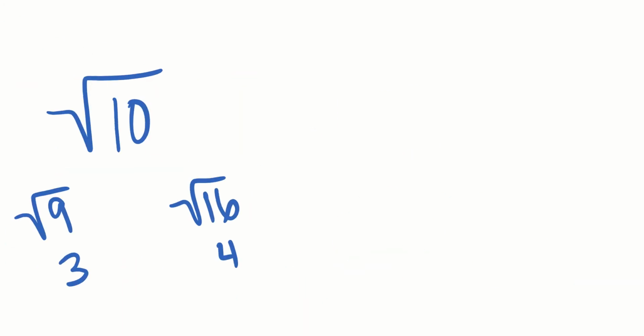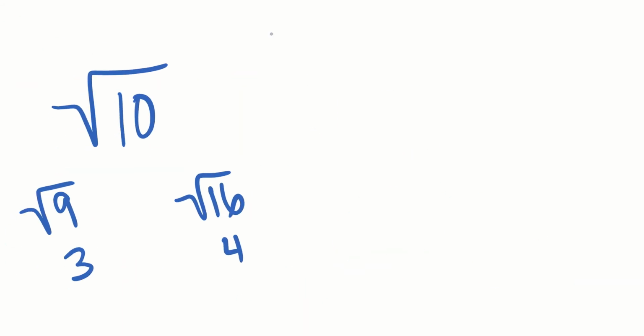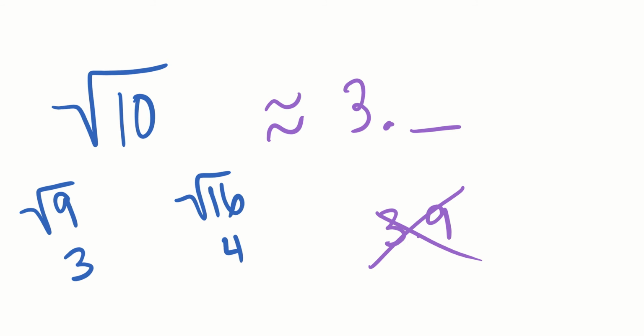So that means my answer is going to be approximately 3 point something. If I'm approximating to the nearest tenth, I want to use my critical thinking to figure out what to round to. If I round it to 3.9, I'm saying 10 is really close to 16. That's not the case. If I say 3.5, I'm saying 10 is right in between 9 and 16.